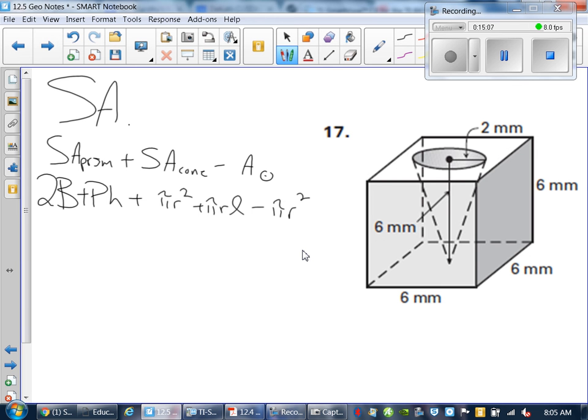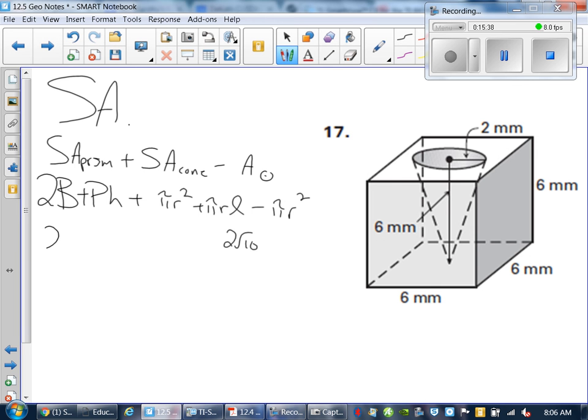Slant height is found by radius and vertical height: 2 squared plus 6 squared, then take the square root. What's 2 squared? 4. What's 6 squared? 36. 4 and 36 is how much? 40, which means my slant height is 2 root 10. Just by using the Pythagorean theorem, you had to solve for one part. That's it. The rest of it's easy.